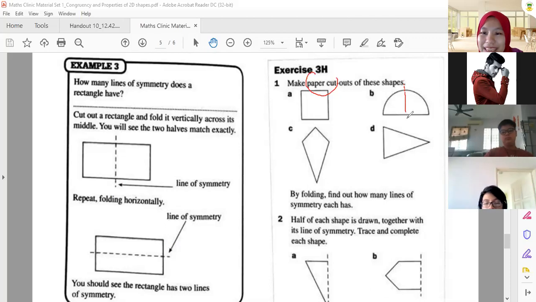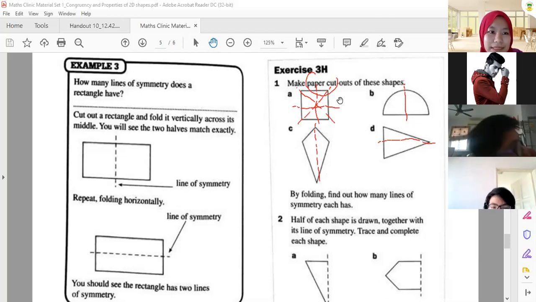Remember, the semicircle, you'll have 1 line. Isosceles triangle, 1 line. Kite, 1 line. But for a square, 2 lines. No, not 2. How many? 4 lines. Okay, good. Very good. Moving on. I'll clear the drawing. Any question, you can drop it in the Zoom group chat.